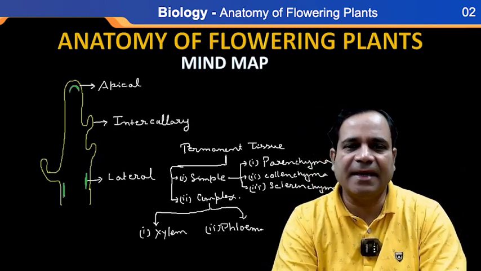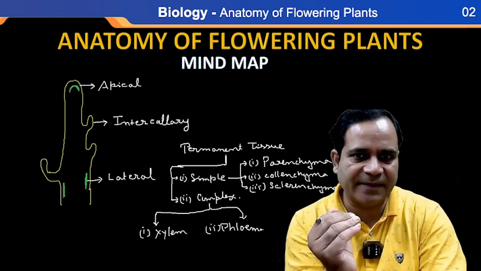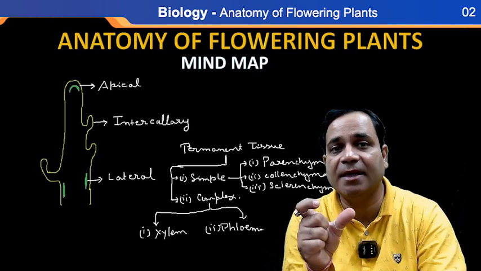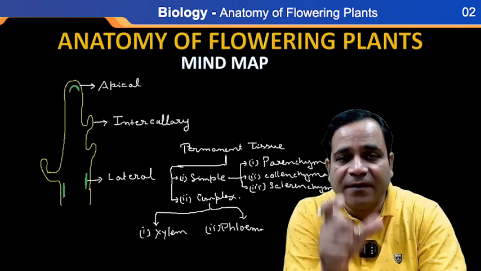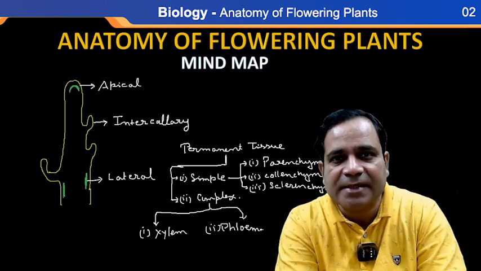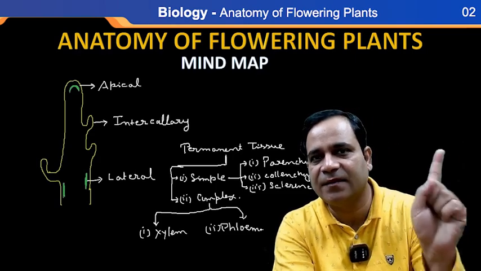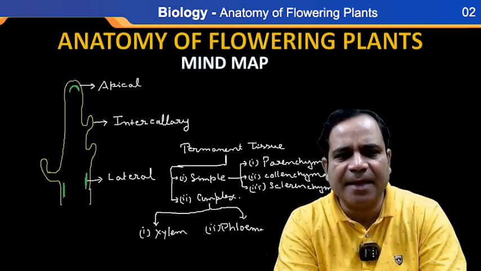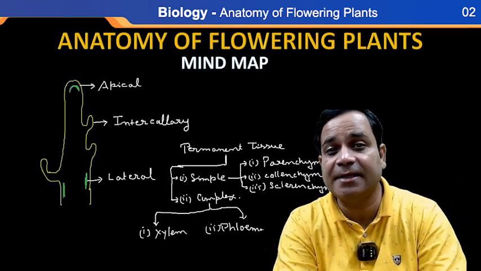So whenever I say the complex tissue is further classified, we say that this complex tissue is further divided into two parts, known as vascular tissue. And vascular tissue consists of two: first xylem and second phloem. Right? So xylem and phloem are also called conducting tissue.